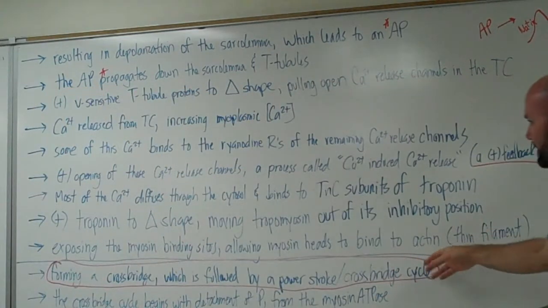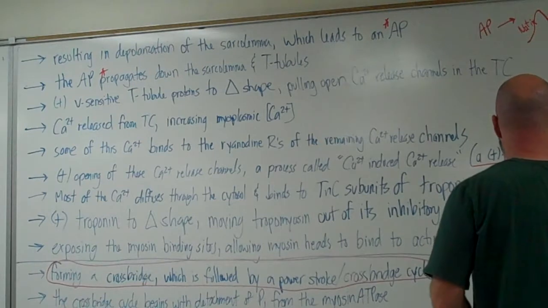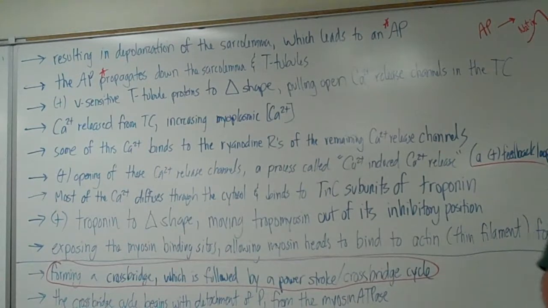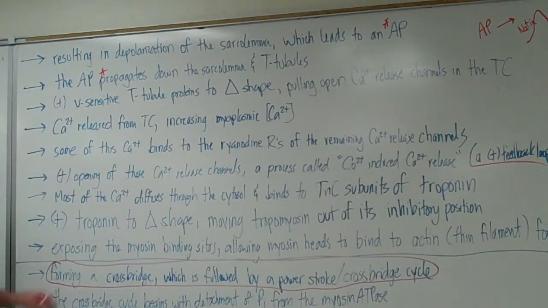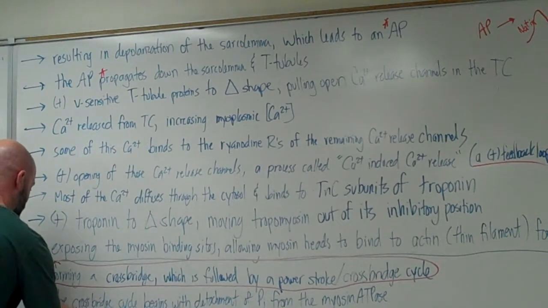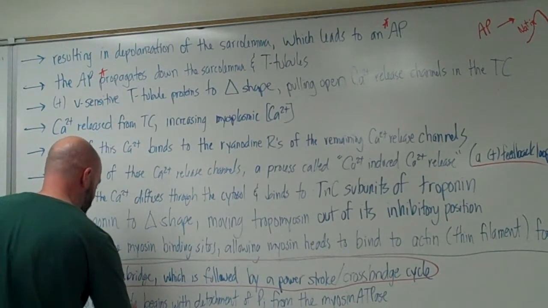So if we want to take this red part out, exposing myosin binding sites, myosin heads going to actin, forming a cross bridge, then we can skip that circled part. We've established the binding sites have been exposed, the cross bridge has formed, and now we're getting into the cycle. So Pi comes off the myosin ATPase, and then followed by a power stroke.